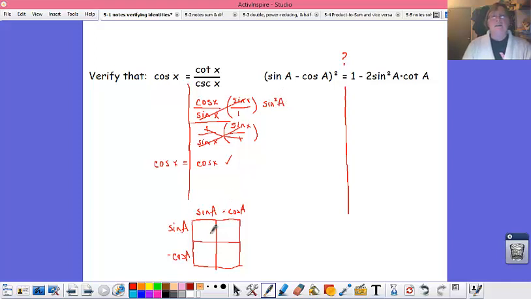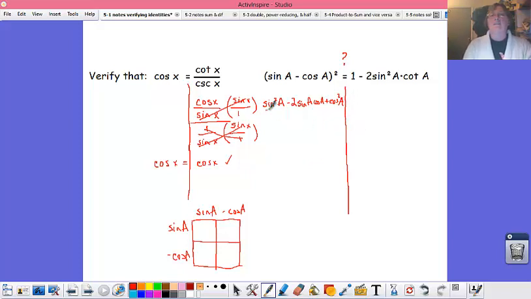This is going to have some guts. Sine a times cosine a twice, and it's negative. So minus 2 sine a cosine a. And then the bottom right would be negative cosine times negative cosine. That's cosine squared positive. So plus cosine squared a. And yeah, that's really hard to fit all that in that little spot.